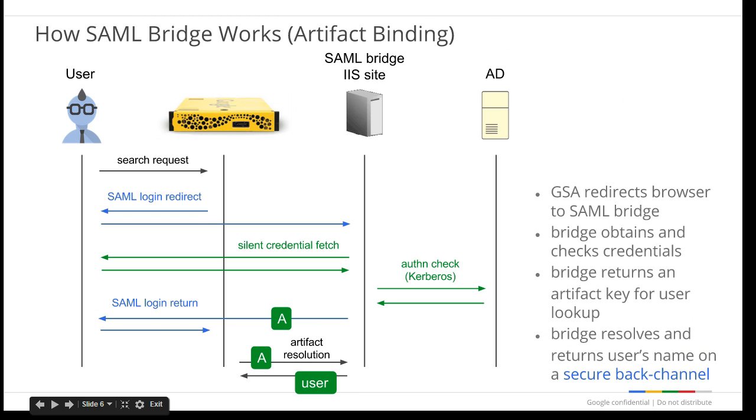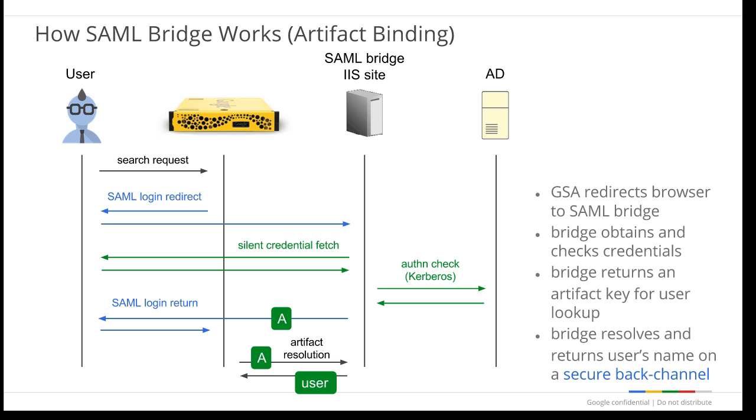The process is very similar for artifact binding. All of the steps will be identical to post binding except for the last one. With artifact binding, the response from the SAML Bridge is not encrypted over the intranet, so the user's identity is not returned. Rather, a hash lookup, called an assertion, is returned. The GSA contacts the SAML Bridge once more over a secure back channel to decrypt the assertion and get the user's identity. At this point, the GSA is able to complete the secure search.